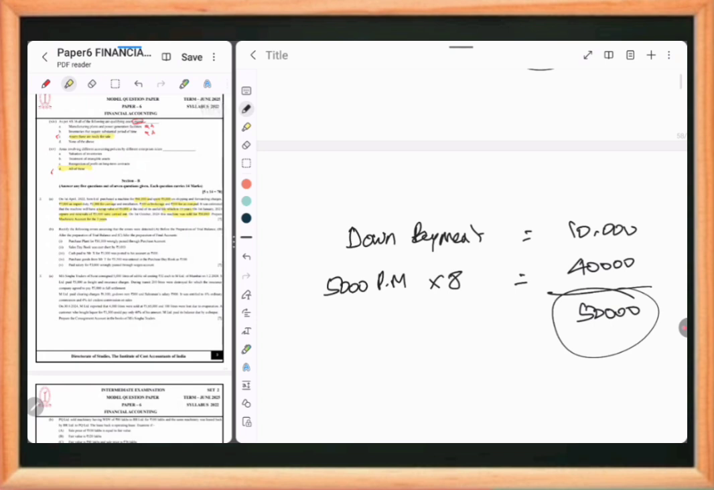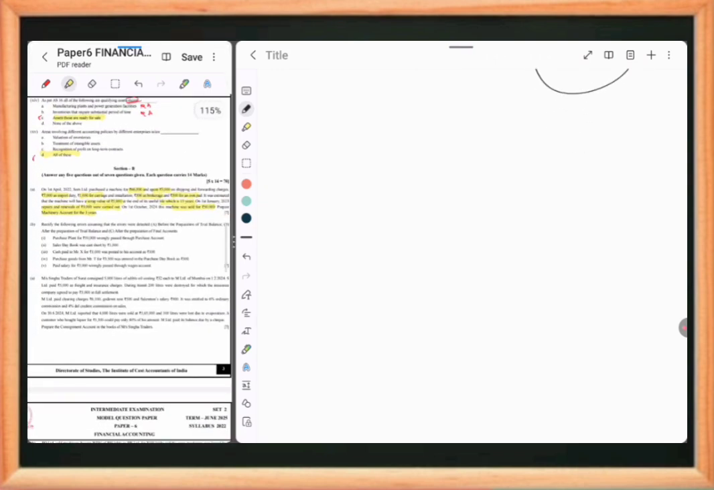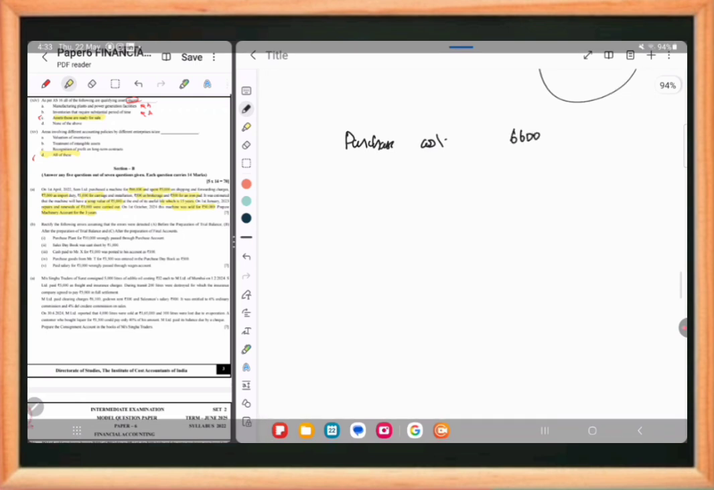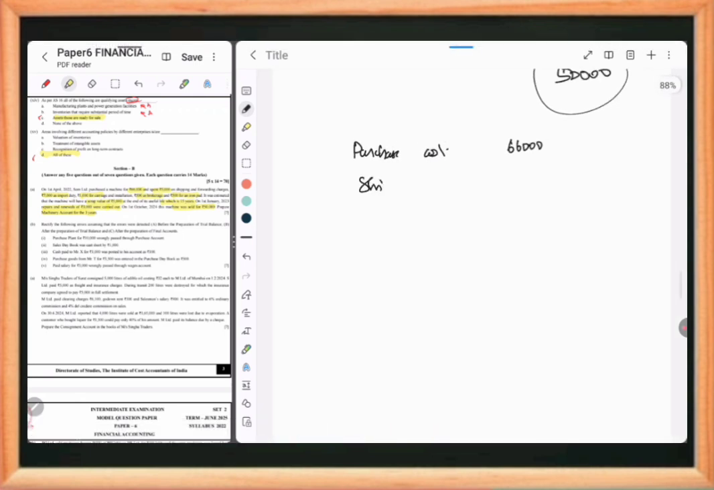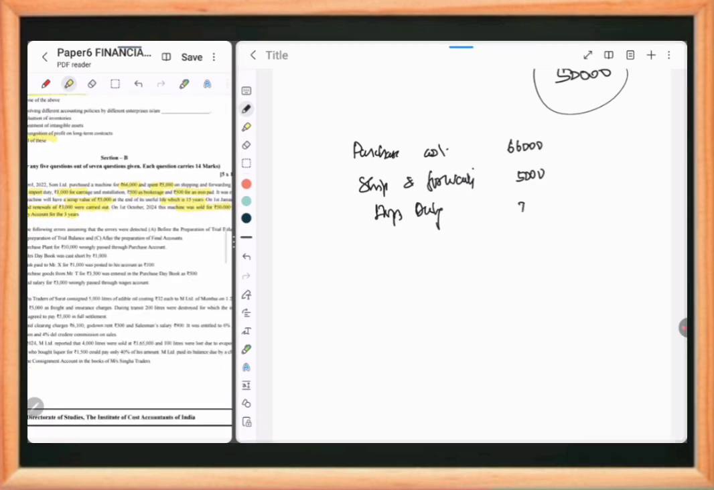So first of all, we have to find out the depreciation value. What is the depreciation value? Depreciation value under the straight line method. So what is the purchase cost? Actually, here the purchase cost means rupees 66,000, and then shipping and forwarding, that is also to be included in the cost of the plant. And then import duty. How much import duty? Import duty is 7,000 rupees.